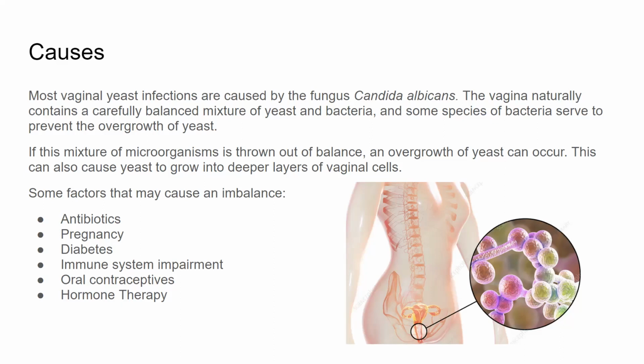Some factors that can increase the chances of imbalance in yeast include antibiotics, which would kill the bacteria that keep the yeast population controlled. Pregnancy, due to the increase in female reproductive hormones. Diabetes, when uncontrolled, can also increase the risk of yeast infections. Immune system impairment causes a greater risk of yeast infections, and contraceptives and hormone therapy can cause an increase in risk of yeast infections due to the increased estrogen levels in the patient.